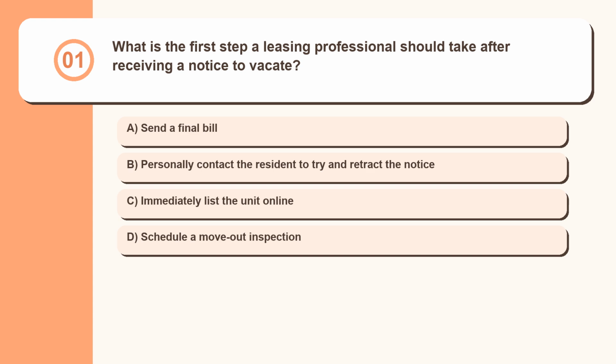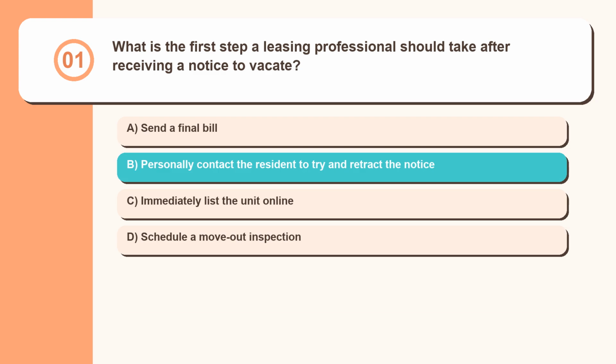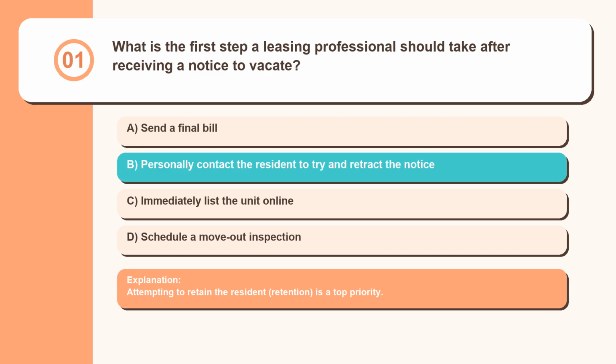Question 1. What is the first step a leasing professional should take after receiving a notice to vacate? Send a final bill. Personally contact the resident to try and retract the notice. Immediately list the unit online. Schedule a move-out inspection. Attempting to retain the resident, retention, is a top priority.